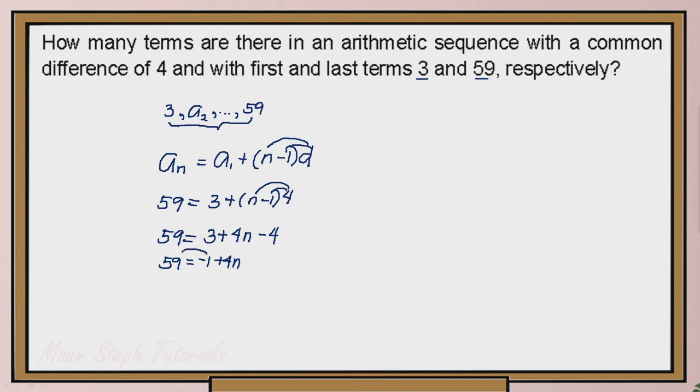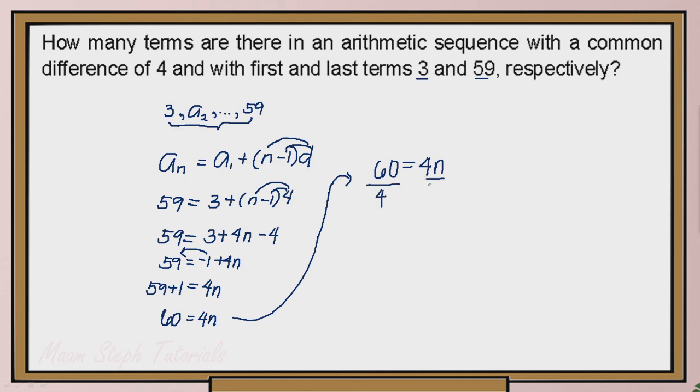So, we will transfer negative 1. So, this one will become 59 plus 1 equals 4n. So, this side is now 60 equals 4n. We have 60 equals 4n, right? So, divide both sides by 4 to get the value of n. So, this becomes 1. So, we have n equal to 15. And that is the number of terms inside this sequence.